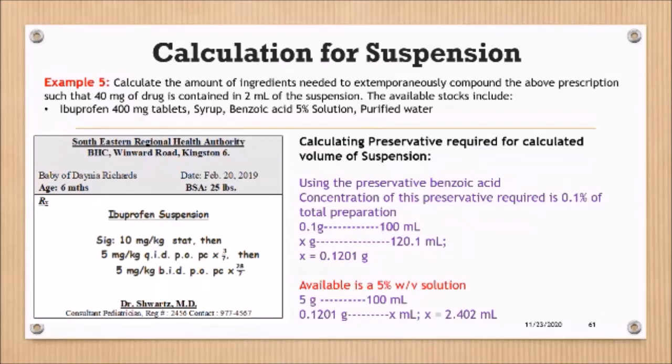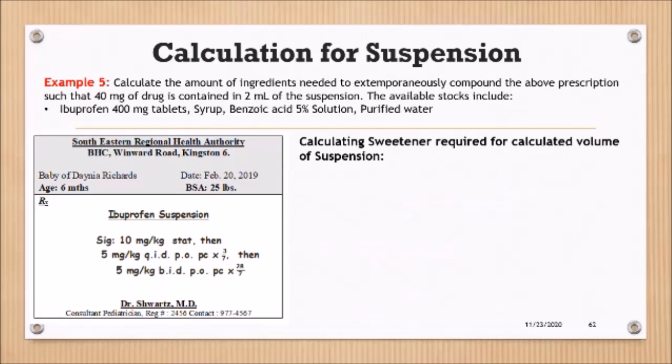But alas, we do not have 0.1201 grams of pure benzoic acid powder. What is it that we have? We have a 5% stock solution. So therefore, if 5 grams is in 100 ml of that solution, then the 0.1201 grams of benzoic acid that we want will be in 2.402 ml. Yeah?